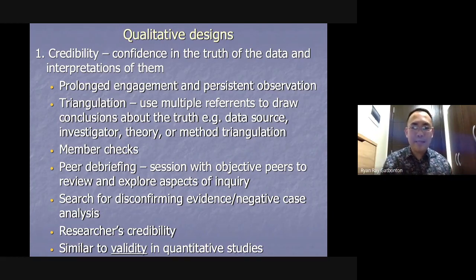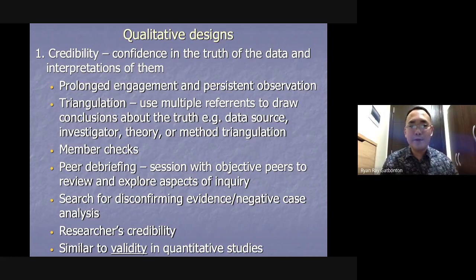So for example, you get data about nahihirapan sa online classes from one student. You triangulate it by comparing your observation on the first student with the second student and the third student. That's triangulation by data source. So if you compare these data sources, you are actually ensuring credibility. Kasi baka mamaya, iba-iba yung sagot nila. Baka mamaya nagkaiba dahil manipulate yung data ng isang respondent.